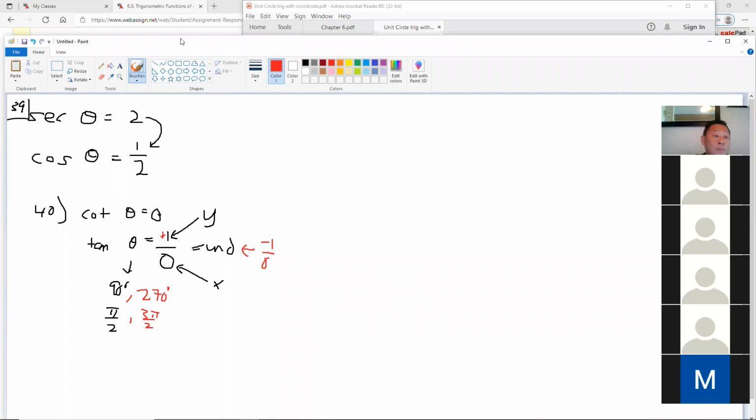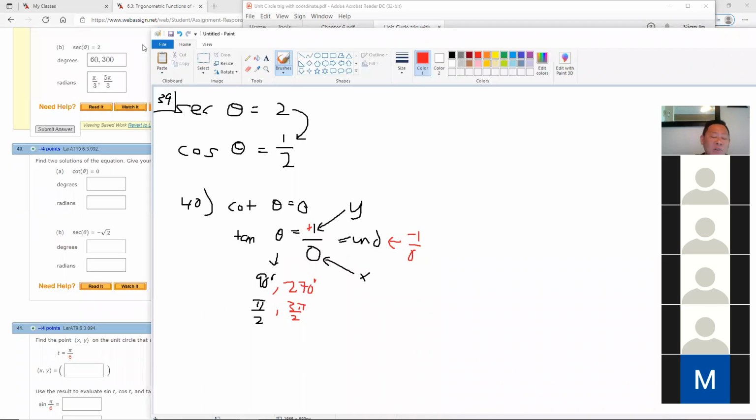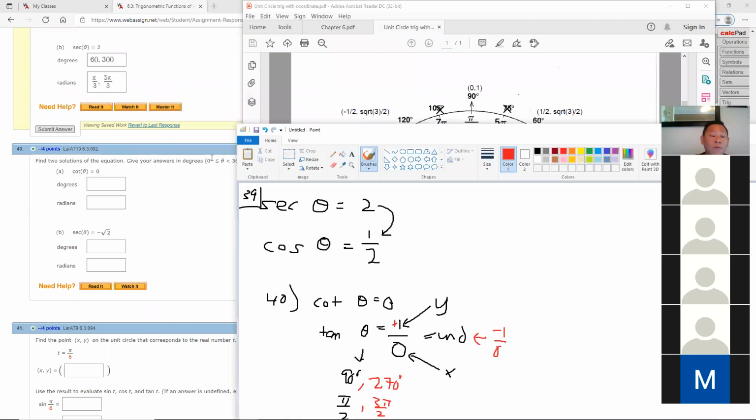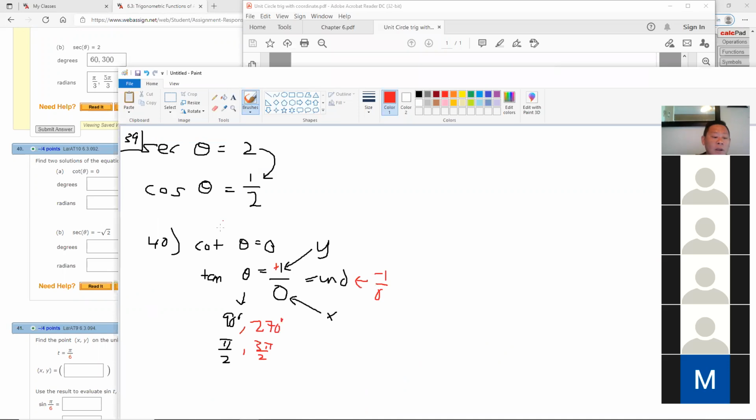So in this case, your answer will be 90 degrees, 270 degrees, or pi over 2 or 3 pi over 2. So usually how many answers should you get here? You always get 2 answers if you go from 1 full circle. Okay, so this is part A.